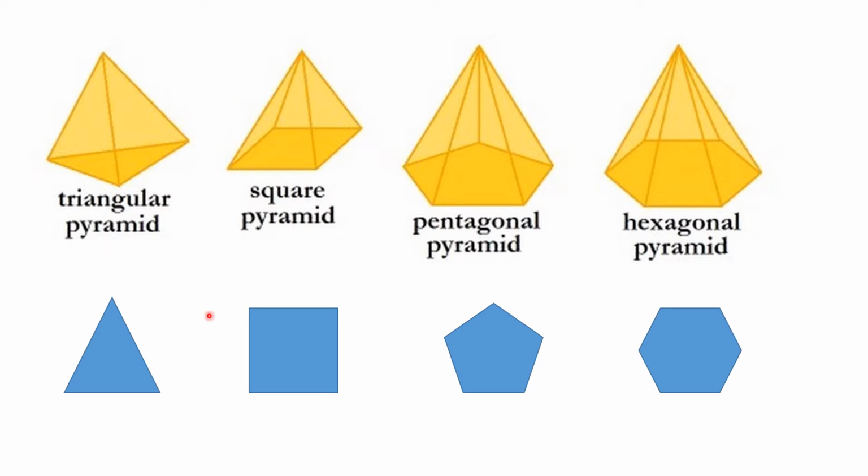We name these different pyramids based on the shape of their base. This pyramid is a triangular pyramid because its base is in the shape of a triangle. This one is a square pyramid because its base is the shape of a square. A pentagonal pyramid has a pentagon-shaped base, and a hexagonal pyramid has a base the shape of a hexagon. Can you pause the video and tell me something that's the same about all of these pyramids and something that is different?